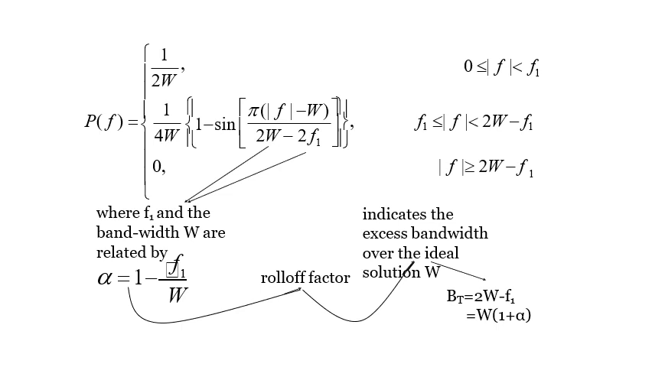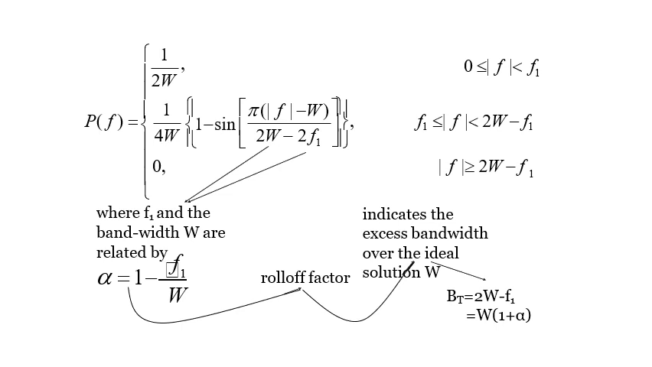So for the raised cosine spectrum, P(f) is equal to 1/2W for 0 less than or equal to f less than f1, and 1/4W of 1 minus sine of pi(f minus W) divided by (2W minus 2f1) for f1 less than or equal to modulus of f less than 2W minus f1, and P(f) is 0 for modulus of f greater than or equal to 2W minus f1, where f1 and the bandwidth W are related by alpha equal to 1 minus f1/W.